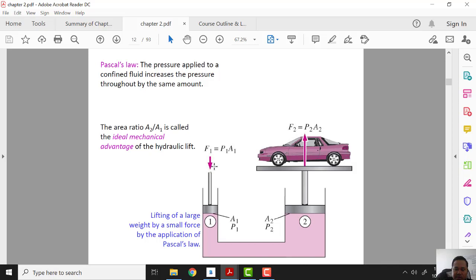We apply a force, and we have a higher force in this case. We applied a small force and we got a higher force.